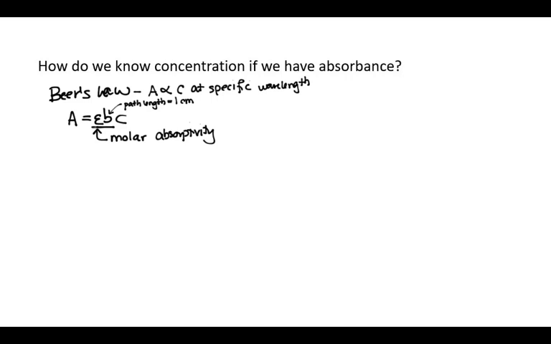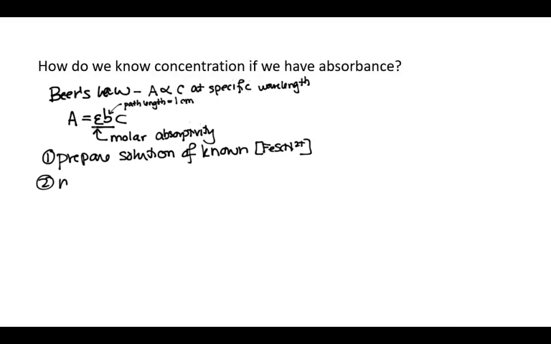So the way we're going to find the value of the molar absorptivity, so that we can relate concentration and absorbance, is first we're going to prepare solutions of known concentration. In this case, that'll be known concentrations of iron thiocyanate. And then we'll measure the absorbance. So we'll know the concentration and we'll know the absorbance.